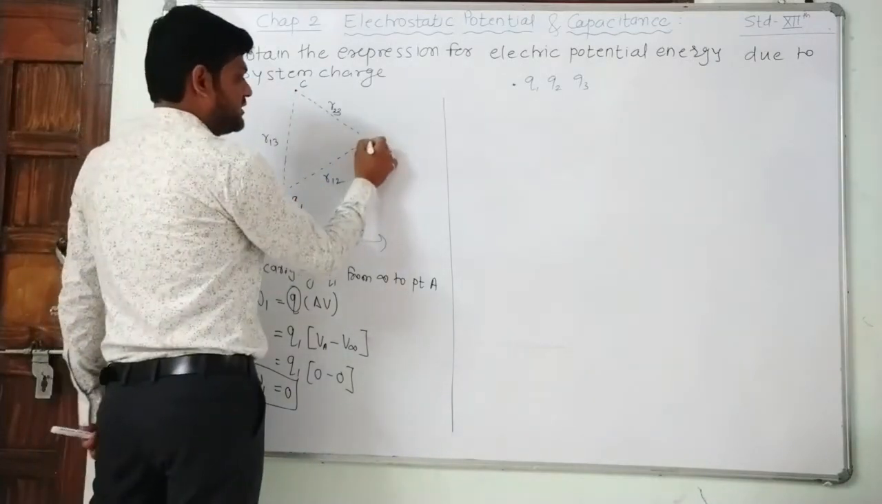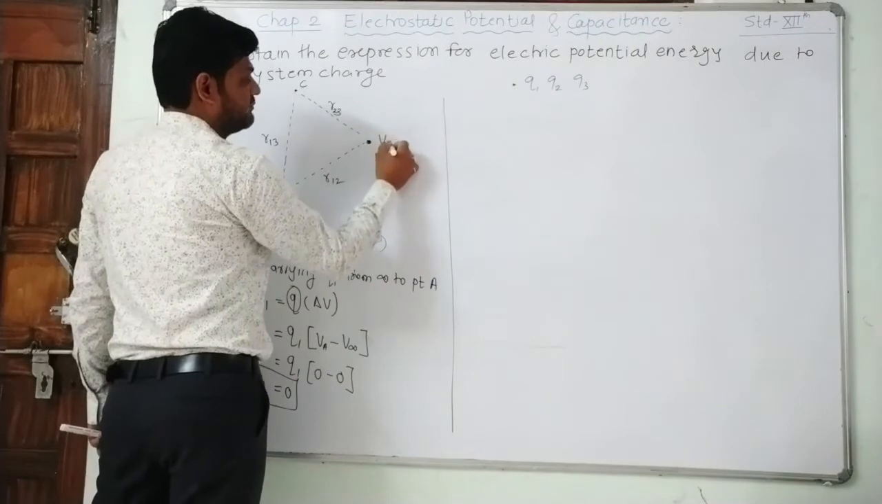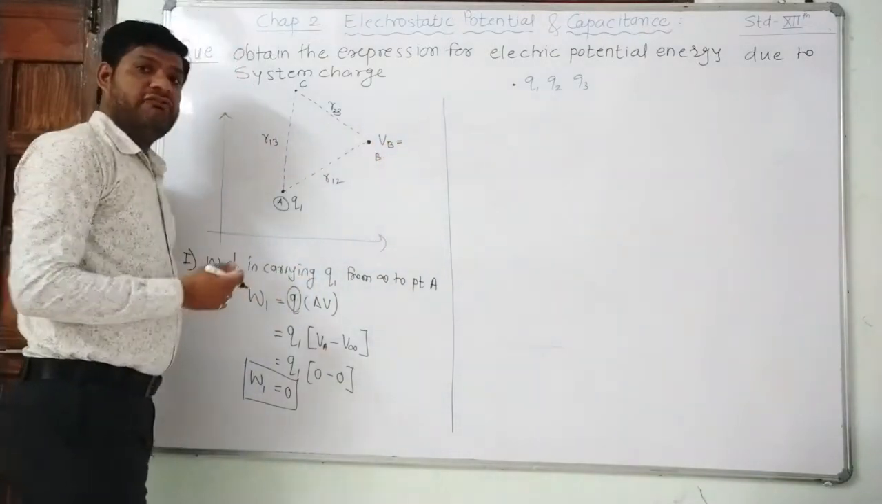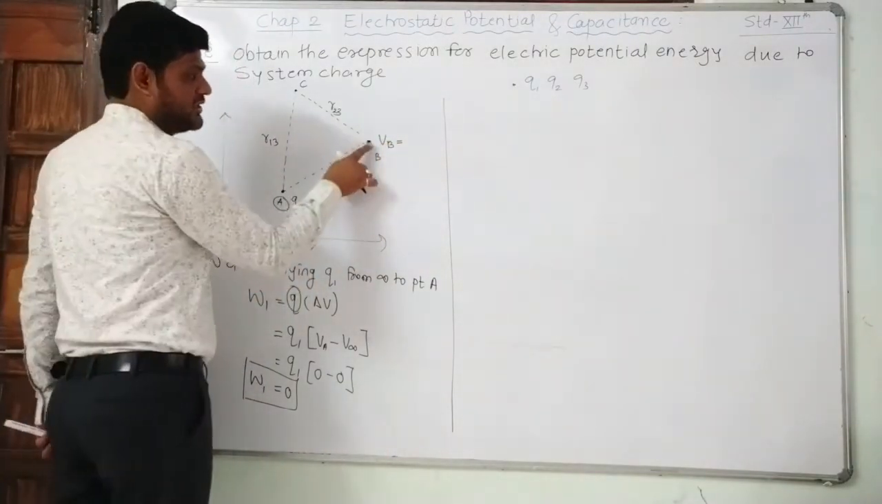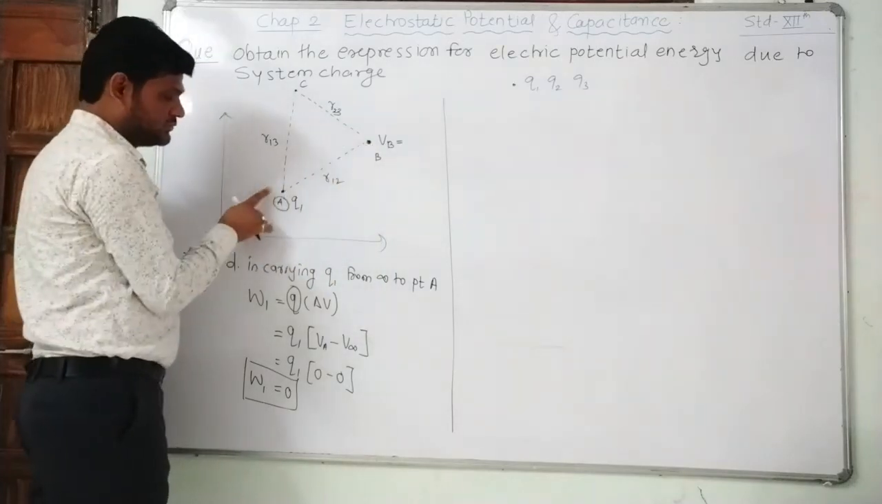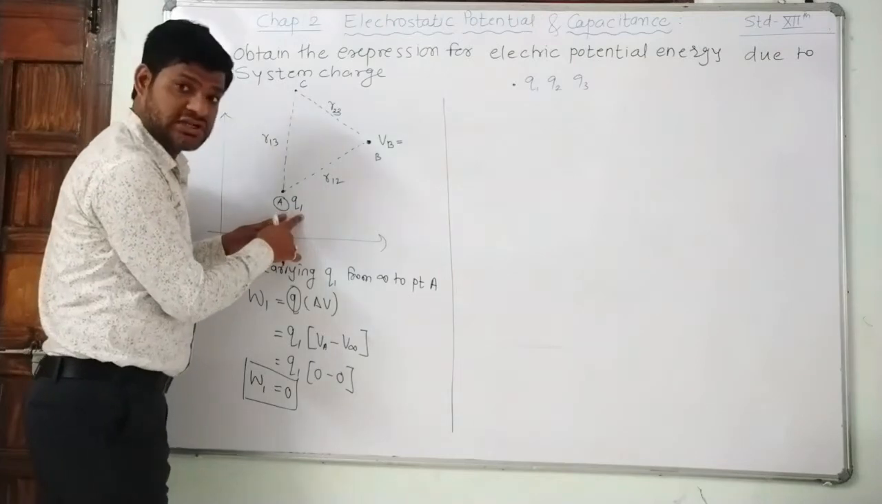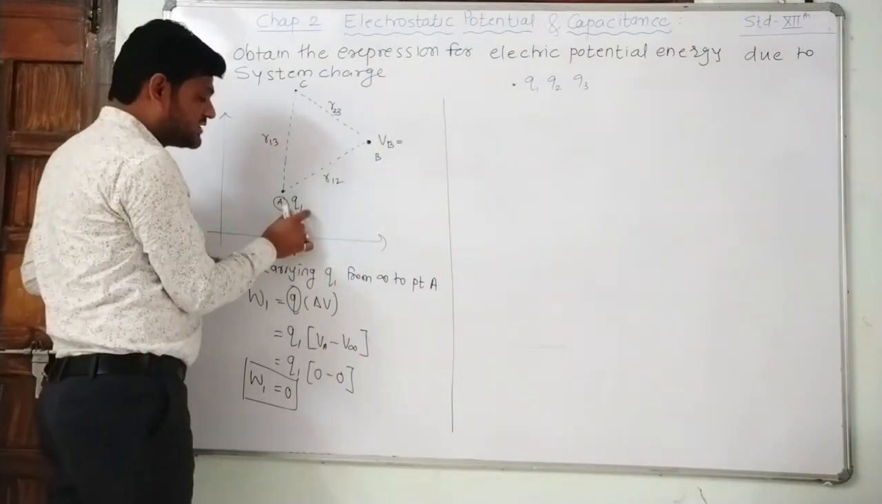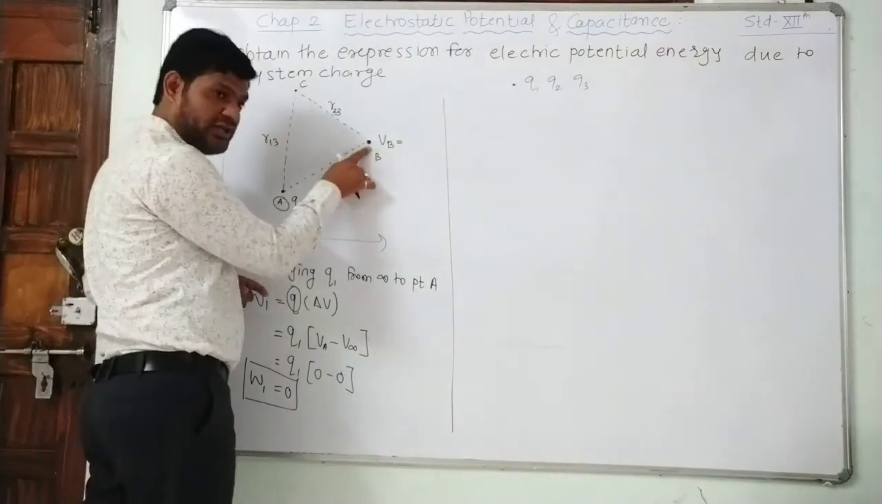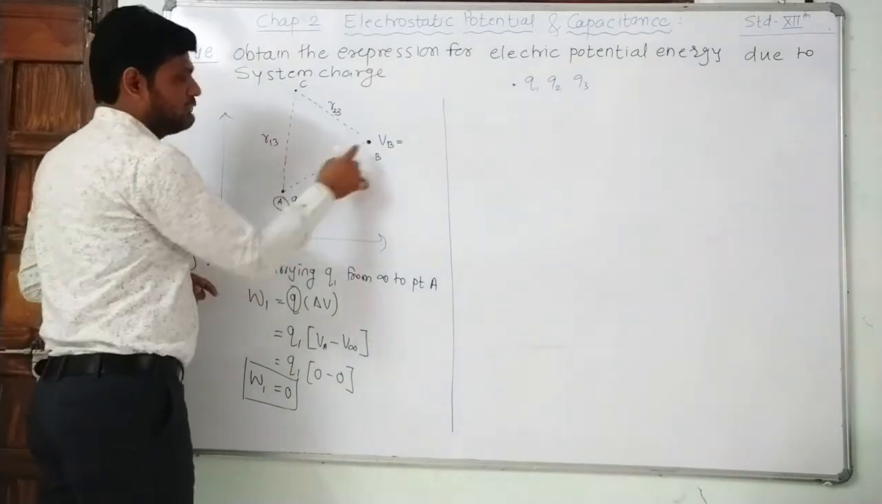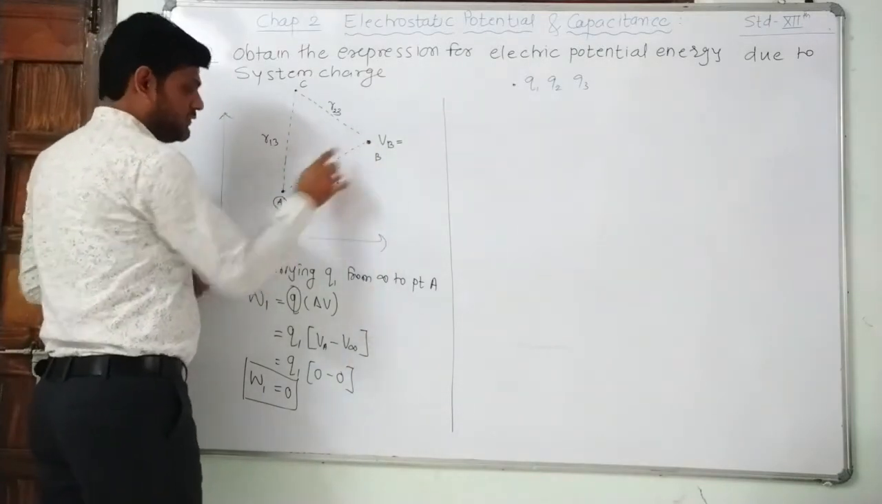Now what is the potential at point B? That is VB. And what is the value of that potential at point B? Due to the Q1 charge, because Q1 will play the role of the source charge now. So due to this charge there is the presence of potential at point B. So we can calculate potential at any point due to the source charge.